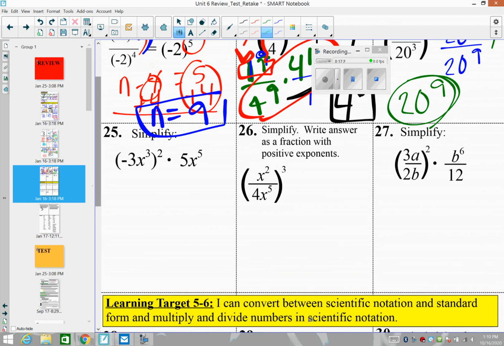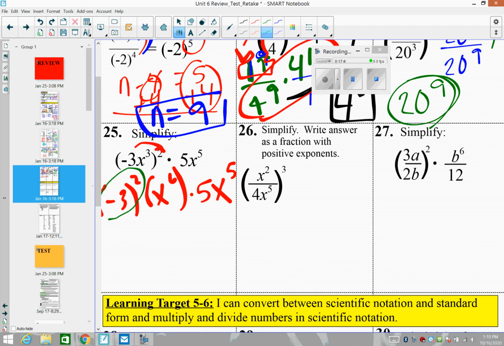All right. Number 25 is going to be a little messy. Distribute. Send in the negative 3. I'm going to keep that parenthesis there. Squared. X to the 3 times 2 is 6th, times 5x to the 5th. This is negative 3 times negative 3 because it's in that parenthesis there, which is 9x to the 6th times 5x to the 5th. Ooh, this one is exciting.